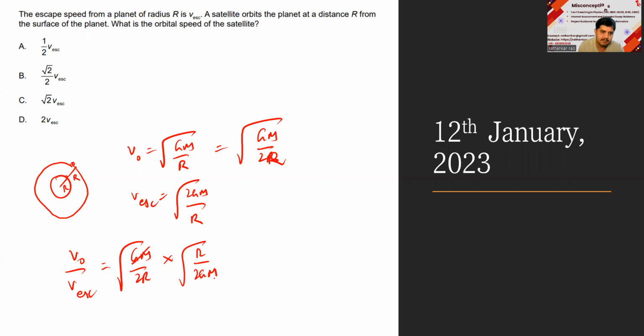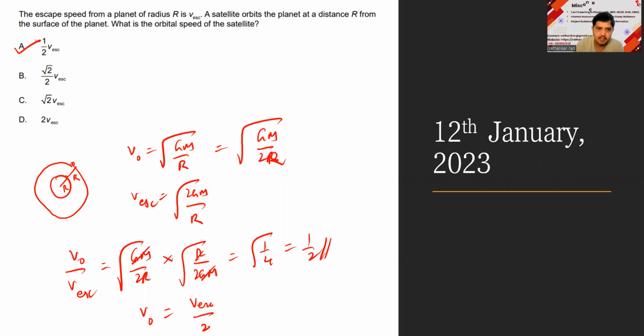So this GM and this GM go away, this r and this r go away. I am left with 1 by 2 into 1 by 2, square root, which is 1 by 4, which should be equal to 1 by 2. So the answer is v orbital is equal to v escape divided by 2. So what is the answer? Option A is the right answer.